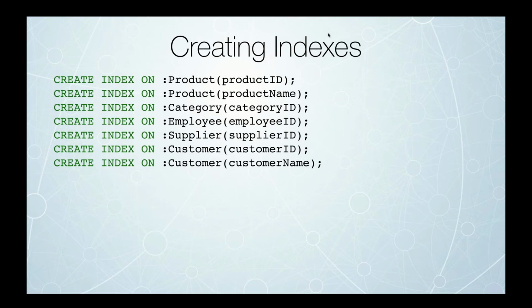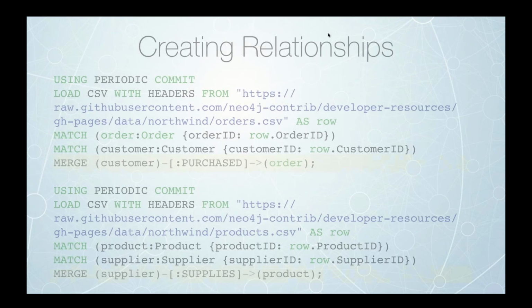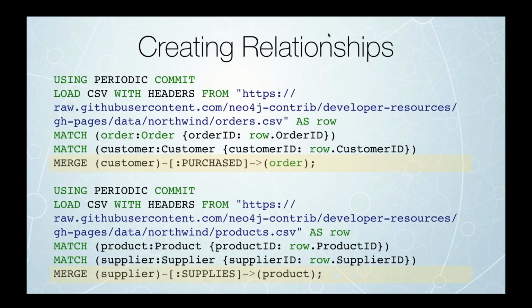So really what you want to do is create indexes on things that you're going to be doing just that initial lookup on. Here we're going to be looking up products by name and by ID, so we create indexes on those. But we're not using indexes for any of our actual graph traversals. So now that we've created our nodes and indexes, we need to create our relationships.